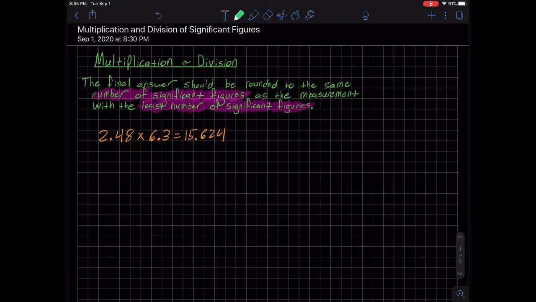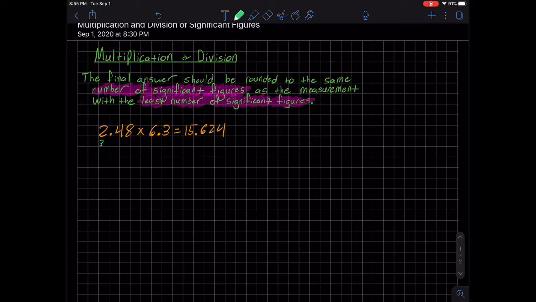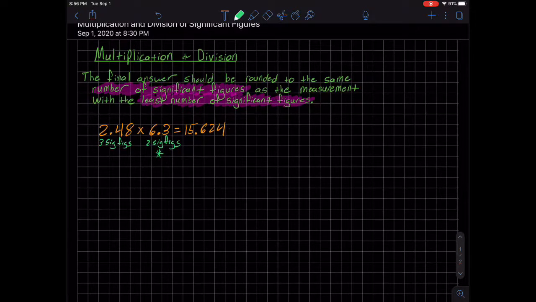When we look at 2.48, all the numbers are non-zeros, which means they're all significant. So this has 3 sig figs. 6.3, again, all the numbers are non-zeros, so we know automatically they're all significant. So this has 2 sig figs. So the least number of sig figs is right here, and that would be 2. So our final answer is we're going to round at 2 sig figs.